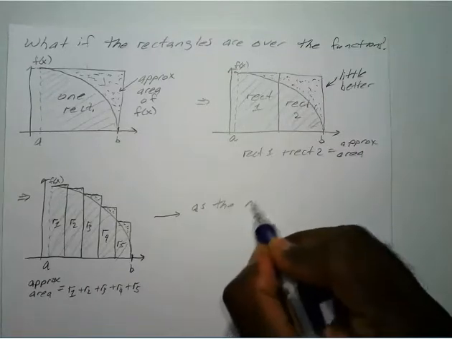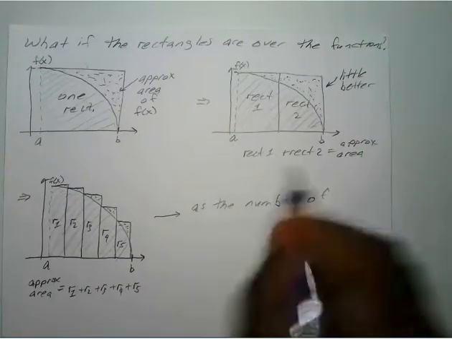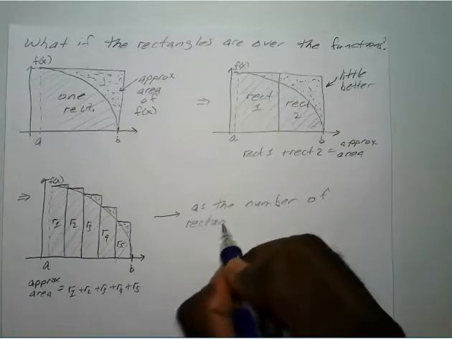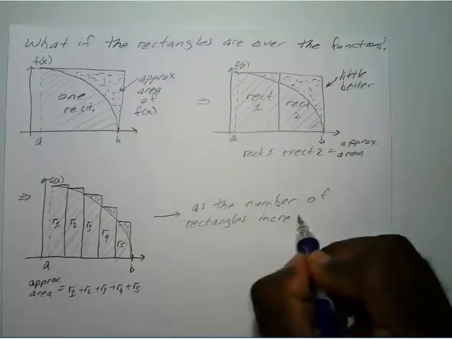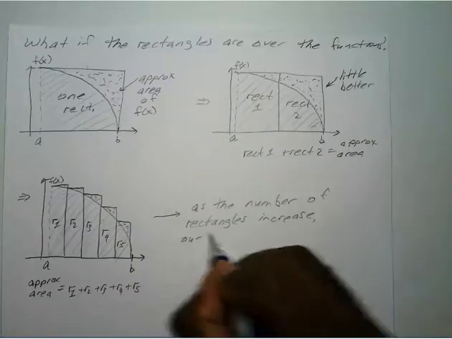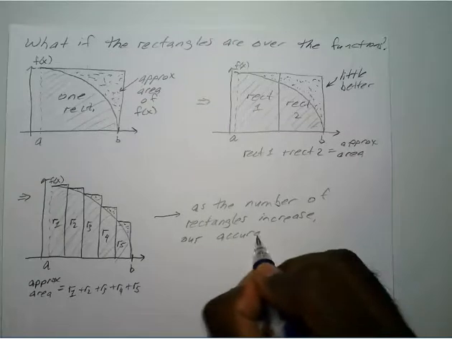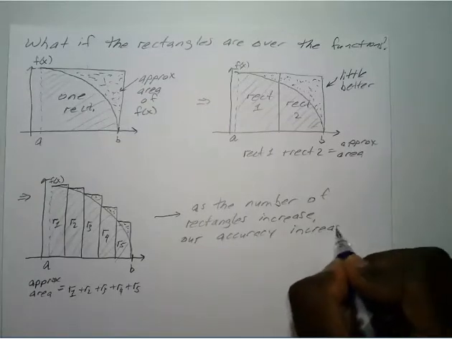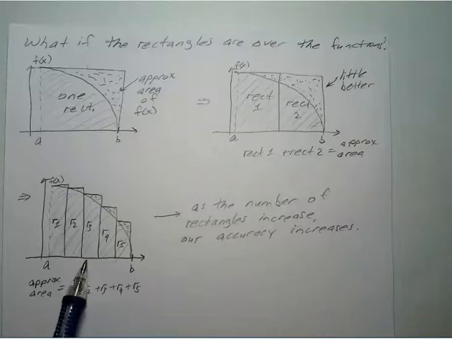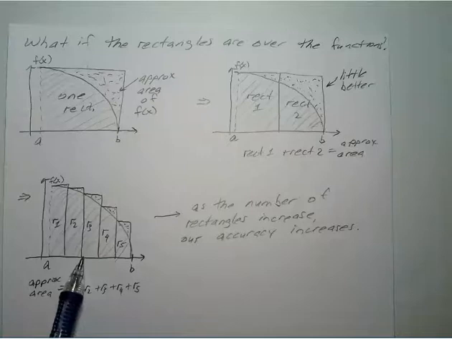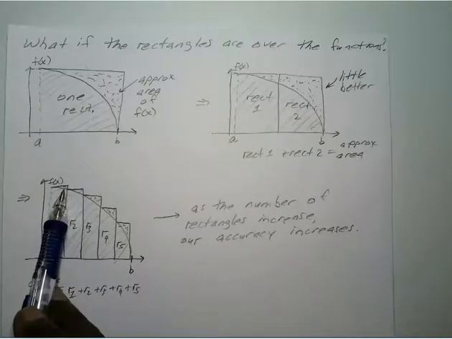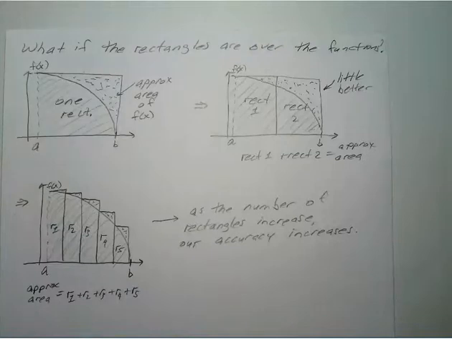So as the number of rectangles increases, our accuracy increases. Just like before, what if we had 1,000, 25,000, 100,000, 1 million rectangles here? Even if we went over a little bit with each one, the amount we go over will get smaller and smaller and smaller. And that's what you want. You want your error to be just a little bit. You want it to be so small that it really means nothing.